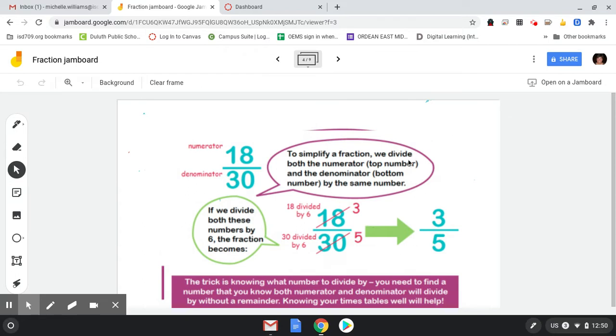A reminder that the trick to knowing what to divide by, you need to find a number that goes into both the numerator and denominator. Knowing your fact tables helps, and also knowing how to find the factors of a number helps.